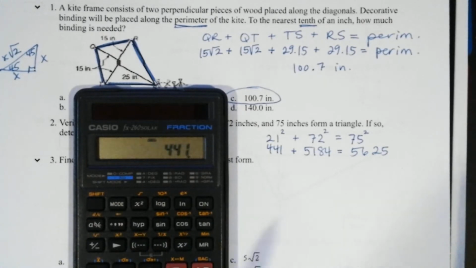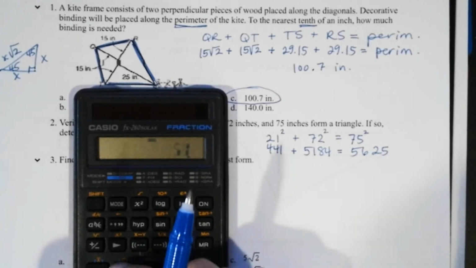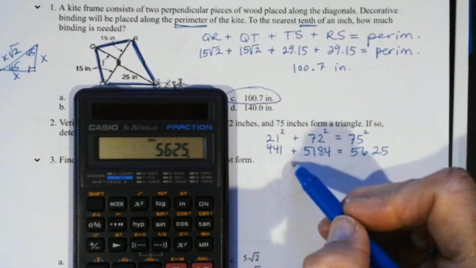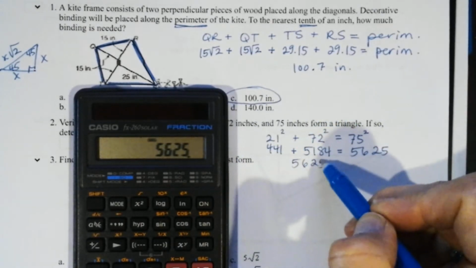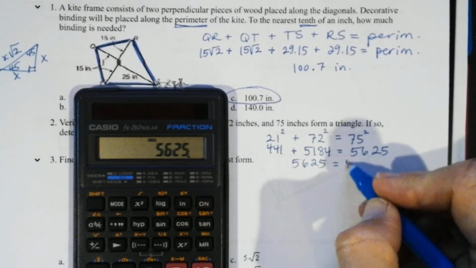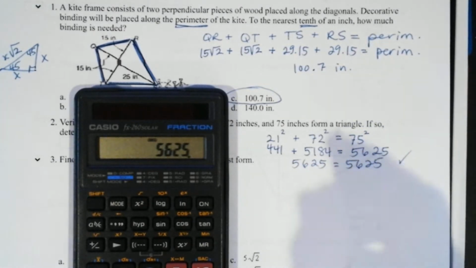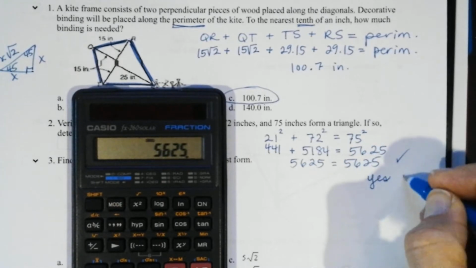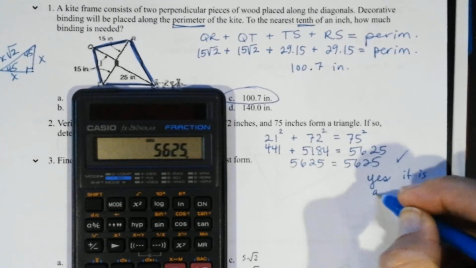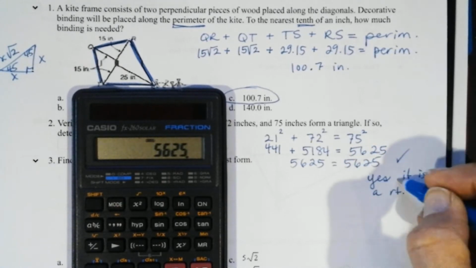So 441 plus 5184 equals 5625. There you go. So yes, it is a right triangle.